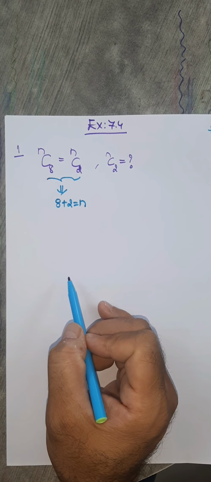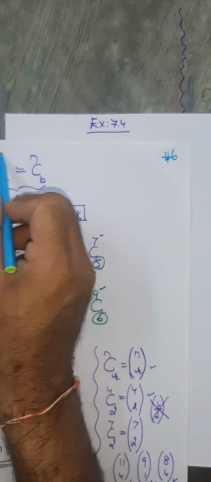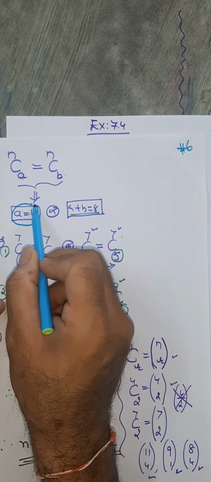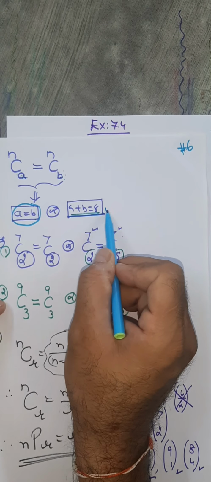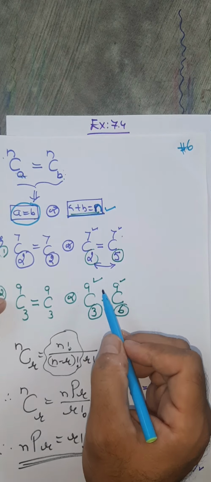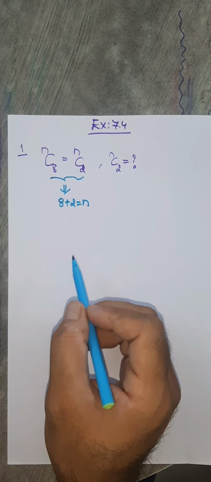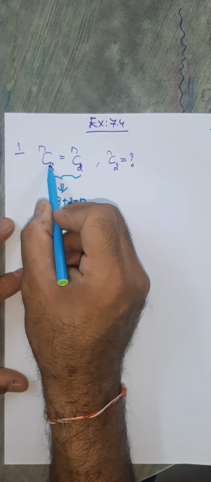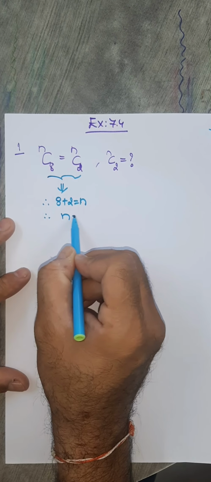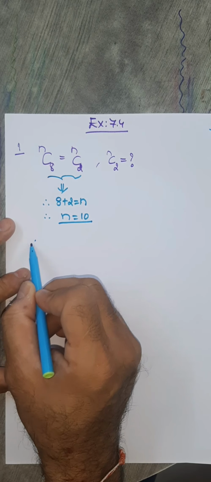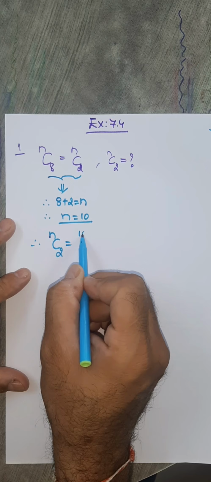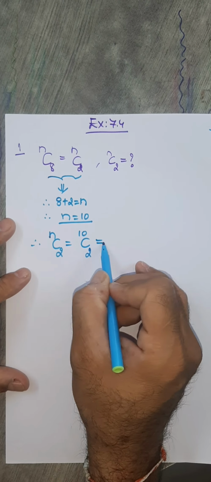If you remember the last property, if two combination symbols are equal, then either a equals b, or the sum of these two is the above number. The above number is here n. So what about this? These two are not equal, so the sum of these two has to be the above number. So n equals 10. So therefore here nC2 equals 10C2.